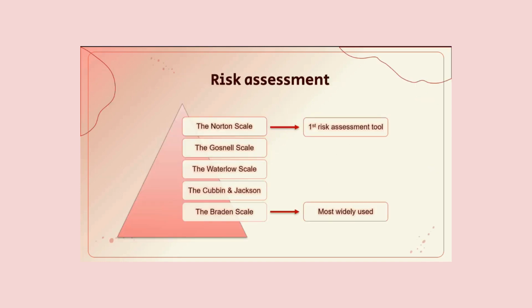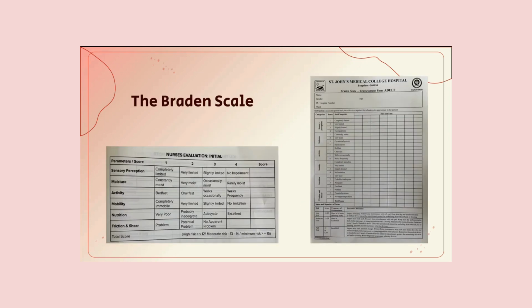The risk assessment: how to know if a person is at risk of developing a pressure ulcer. There are various scales. The first scale found and used for this purpose is the Norton scale. Gradually came the Gosnell scale, Waterloo scale, and the Cubbin and Jackson scale. It's specific to critical care patients, but the Braden scale is the most widely used. Even in our ICU, we use the Braden scale.